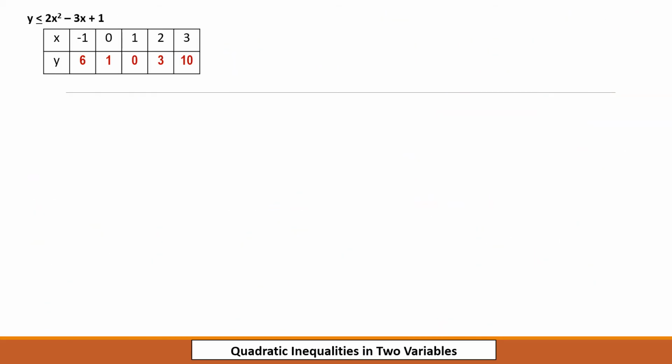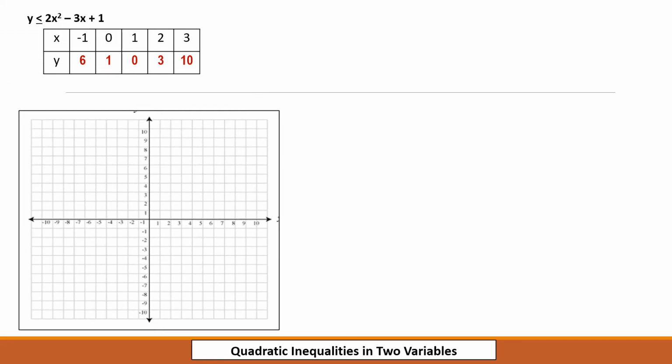Now using the table of values, we will plot the given points in our Cartesian plane. So for our first ordered pair, we have negative 1, 6. Negative 1, 6 is located here. Next ordered pair, we have 0, 1. It's located here. Next, we have 1, 0. And then we have 2, 3. And then for the last ordered pair, we have 3, 10.